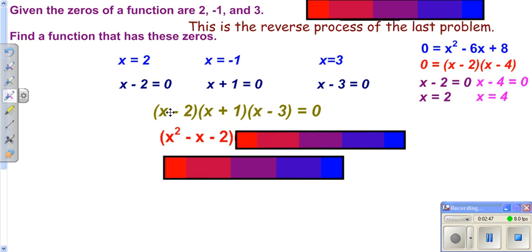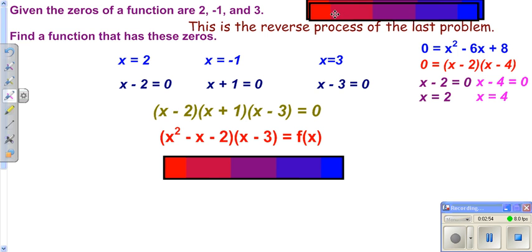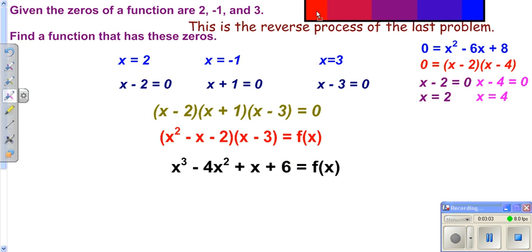So FOIL out the first two and you get this. Still haven't done anything to the third one. Then all we have to do is multiply through here to be finished. I'm assuming at this point you could show all your work to multiply it out, but here's the answer.